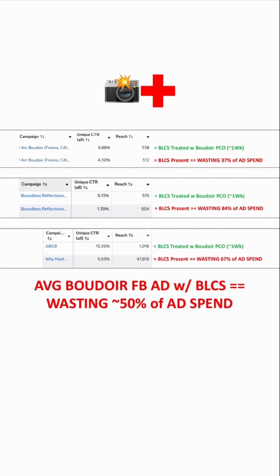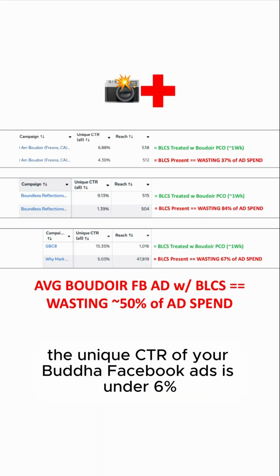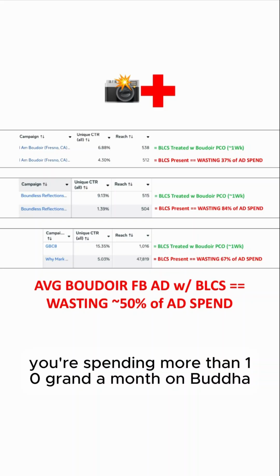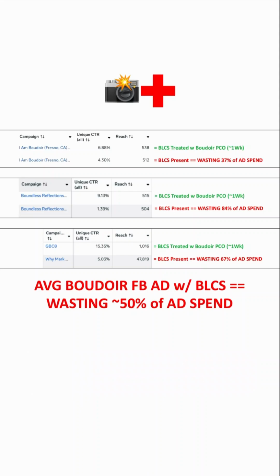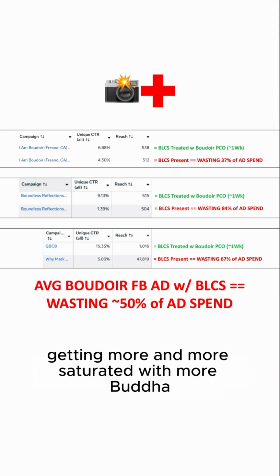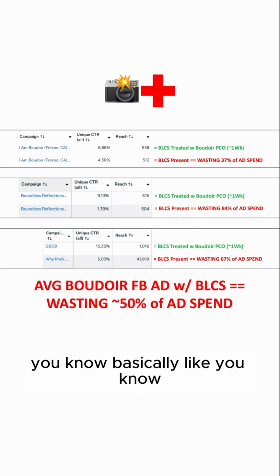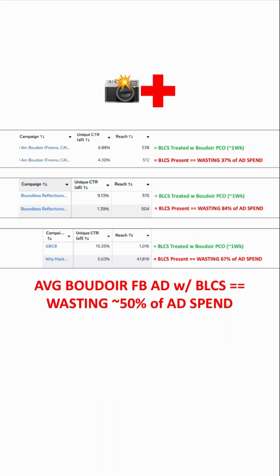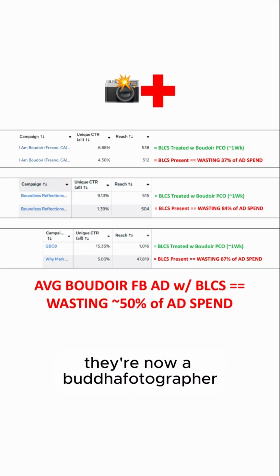All right, so if you're a BLCA with BLCS, if you're a Boudoir low click advertiser with Boudoir low click syndrome, the unique CTR of your Boudoir Facebook ads is under 6%, and you're spending more than 10 grand a month on Boudoir Facebook ads, and you're looking out into the marketplace, seeing it getting more and more saturated with more Boudoir photographers every day. It seems like anytime anyone gets a new iPhone, we're seeing more Google My Business profiles go up saying they're now a Boudoir photographer.